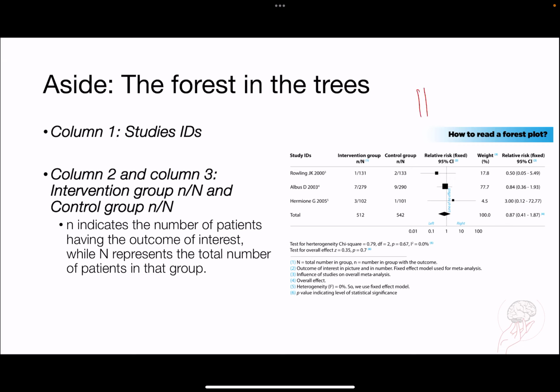So this is how to read a forest plot. Unfortunately, this example is with Harry Potter characters, but we'll just ignore some aspects of Harry Potter. Basically, the first column is the study IDs. This is who did the studies. The second and third columns are the intervention group and the control group. And you'll see that there's N out of N, meaning how many people were in the intervention group out of the total groups.